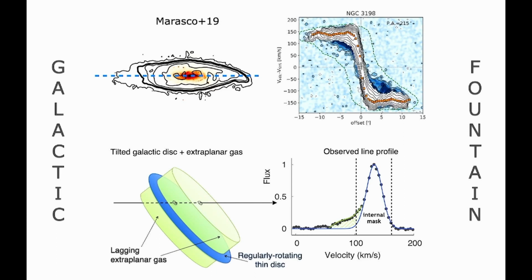And this extraplanar gas is to first order rotating together with the disk, but actually does so with a slightly lower velocity. And that creates this extended wing of slowly rotating gas in the H1 line profiles, or equivalently this excess of slowly rotating gas in the position velocity diagrams. And that's very important. These kinematical lags are fantastic because they allow us to identify gas that is above the plane in external galaxies, and then we can study how this gas circulates in the galactic fountain.